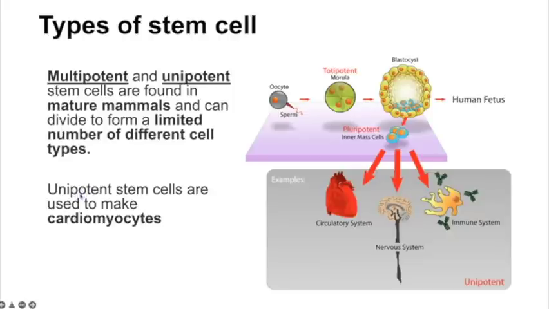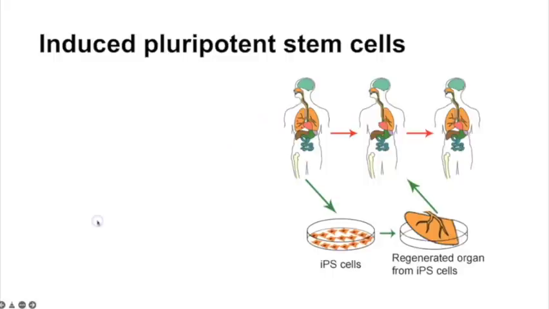The multipotent and unipotent stem cells are found in mature mammals, so adult cells, and can divide to form only a limited number of different cells. Unipotent can only become one type of cell. Multipotent is a very limited number. So the bone marrow is multipotent stem cells. It can only make blood cells, for example. And unipotent stem cells, an example is making cardiomyocytes.